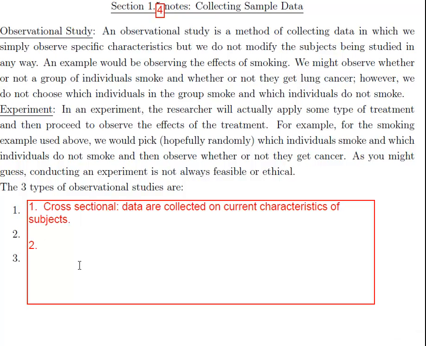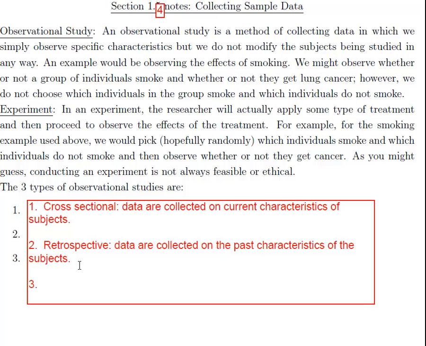The second one would be a retrospective. That's probably the most common. Data are collected on the past characteristics of the subjects. So for instance, have you smoked in the last 10 years? And have you developed cancer in the last 10 years?